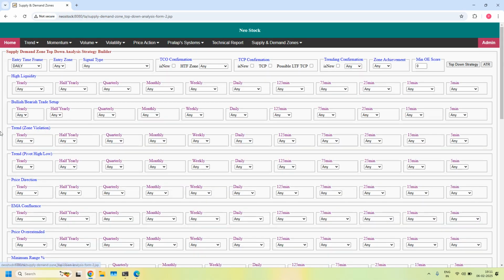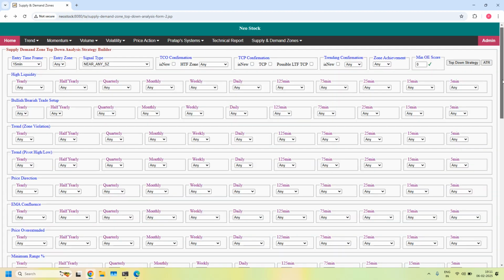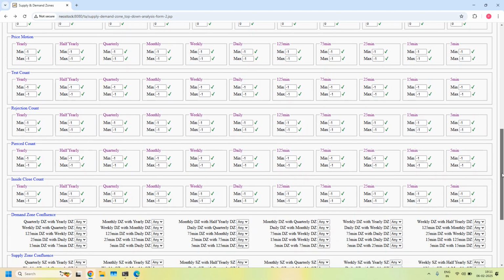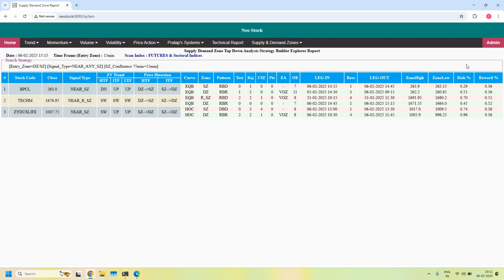Okay, next, 15 minutes time frame, stocks near 15 minutes supply zone. We got 8 stocks. Out of these 8, how many supply zones are having ITF confluence? Let us identify. In the supply zone confluence, 15 minute supply zone with 75 minute supply zone filter is enabled. With this filter, 3 stocks are filtered.